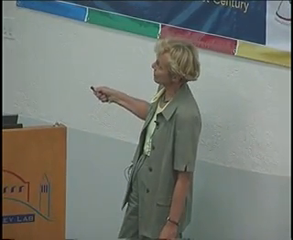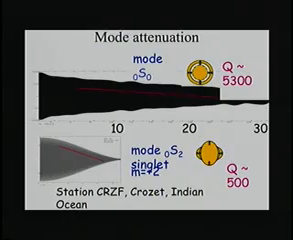Another aspect of analysis of these data is to look at the attenuation of the modes as a function of time. And the mode 0S0, which corresponds to the radial vibration, is particularly interesting because it vibrates for many, many days. In fact, a month after the earthquake, we can still pick it up here on our Berkeley seismographs.